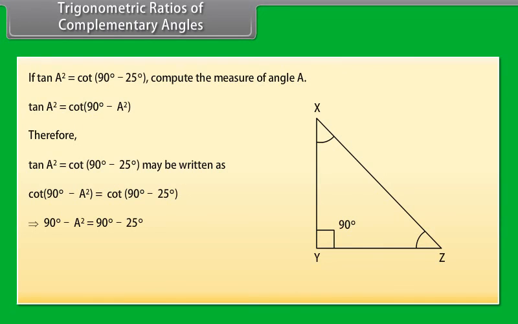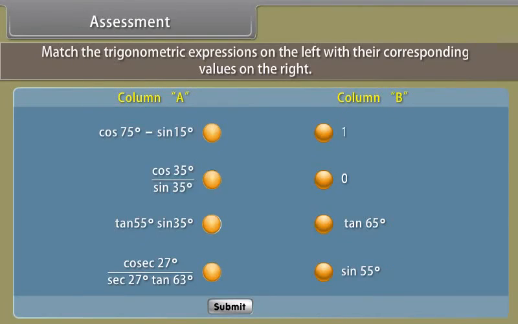Let us attempt one more question. If tan A square is equal to cot 90 degree minus 25 degree, compute the measure of angle A. Tan A square is equal to cot 90 degree minus A square. Therefore, tan A square is equal to cot 90 degree minus 25 degree, may be written as cot 90 degree minus A square equals cot 90 degree minus 25 degree. It implies that 90 degree minus A square is equal to 90 degree minus 25 degree. In other words, A square is equal to 25 degree. A is equal to 5 degree.